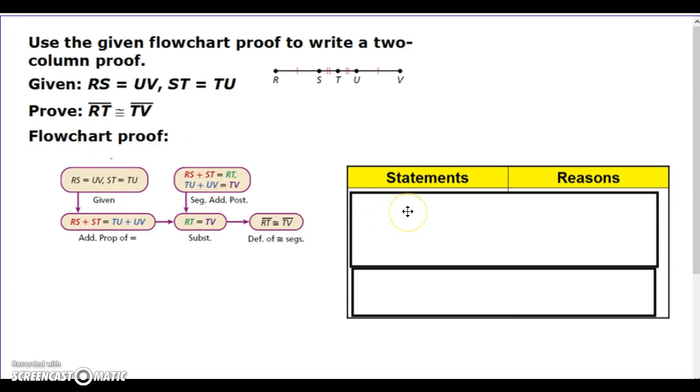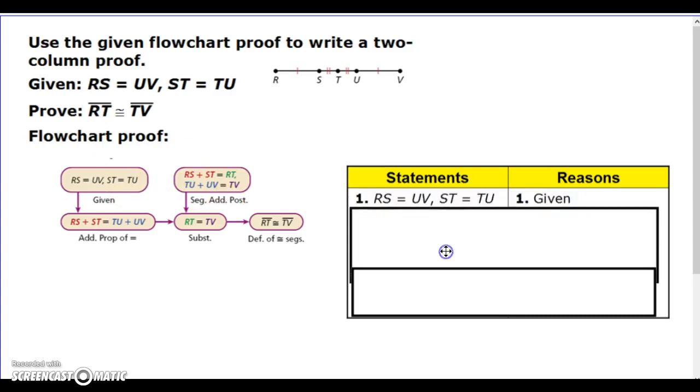Okay, so we start with given, don't we? So we were told that RS equals UV and ST equals TU. So what can we say from that? Well, what did they say here? They said RS plus ST equals TU plus UV.